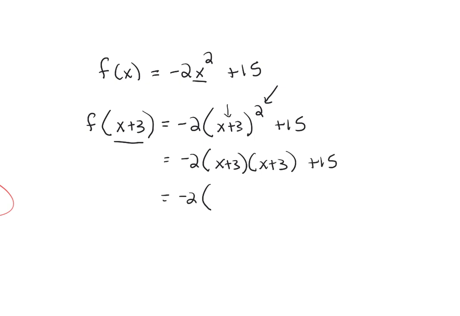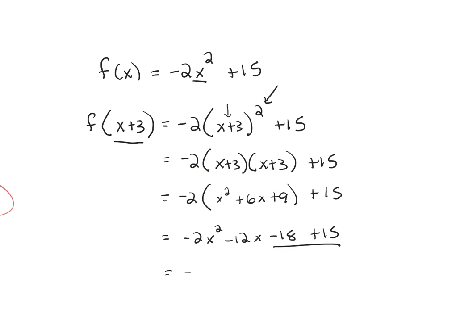So negative 2, FOIL this, x squared plus 6x plus 9. Then you can distribute the negative 2 in. Negative 2x squared minus 12x minus 18 plus 15. Combine like terms. So that would be minus 3.